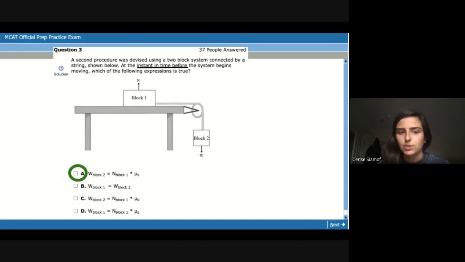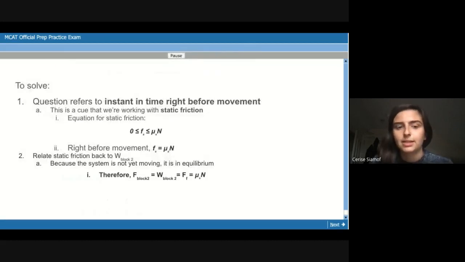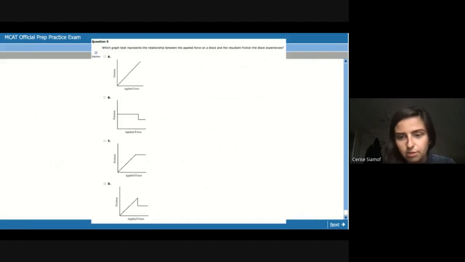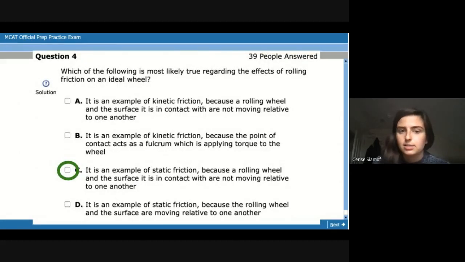Okay, so then the next one. This is a tricky one, but which of the following is most likely true regarding the effects of rolling friction on an ideal wheel? Okay, so we have a couple answers, and a few of them are different. So it is C.